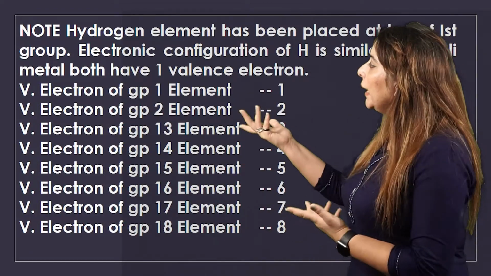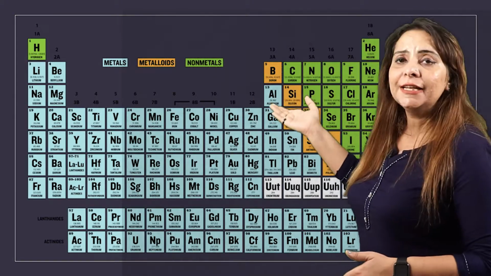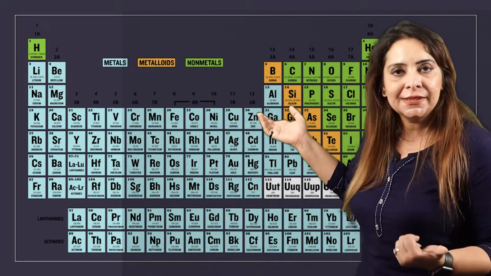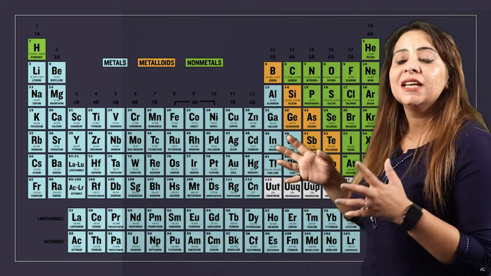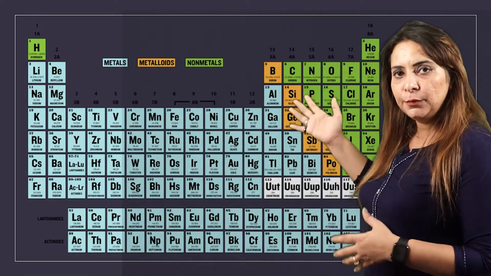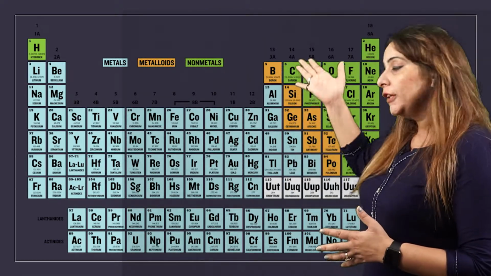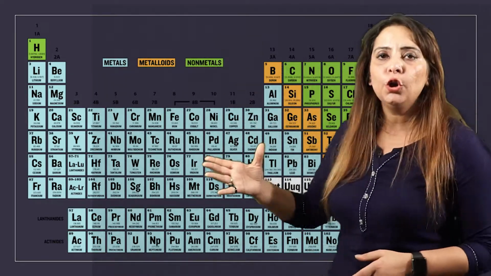So if I talk about any group out of it, like if I say group 17, the valence electrons of group 17 is 7. All the members, that is fluorine, chlorine, bromine, iodine, they possess 7 as valence electron. And if I talk about group 18, helium, neon, argon, krypton, xenon, they all possess 8 as valence electron. So if we talk about any group, all the group members possess the same number of valence electrons.